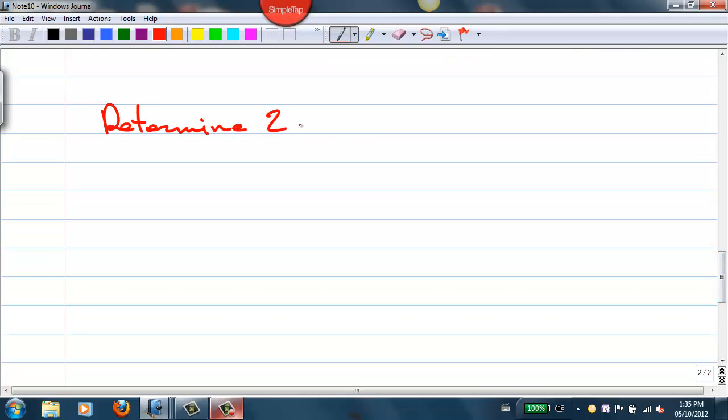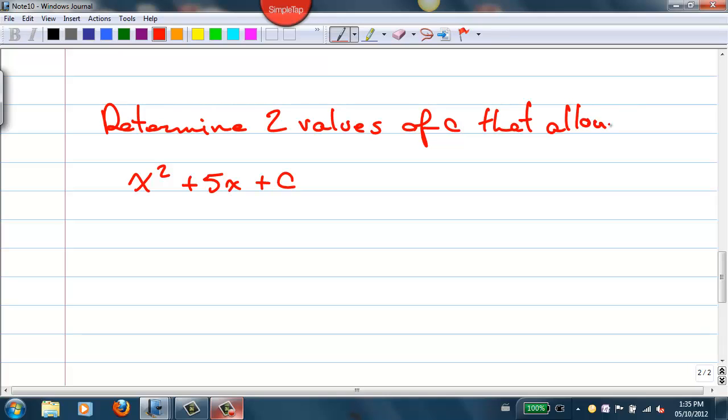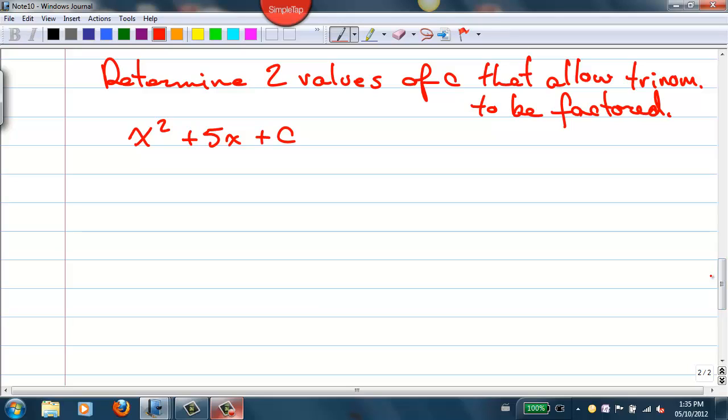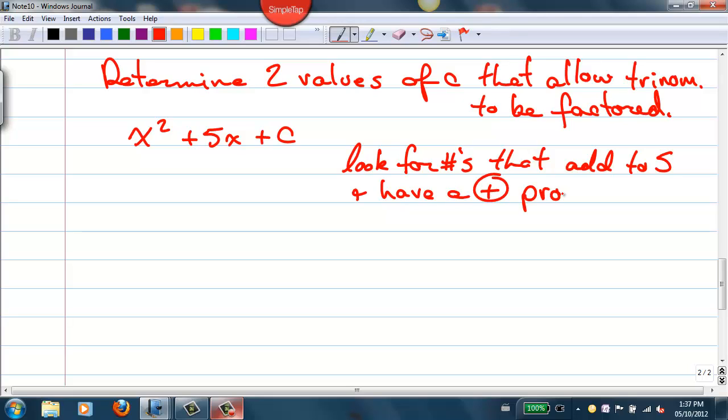Now there's a different style of question where we're looking for 2 values of c that allow the expression to be factored. So I might have x squared plus 5x plus c. I know I'm looking for 2 numbers that multiply to give c and add to give 5. Notice that c is positive. Okay, so we're looking for positive values of c. So I'm looking for two numbers that add to give 5 that will have a positive product. For instance, 1 and 4, or 2 and 3.